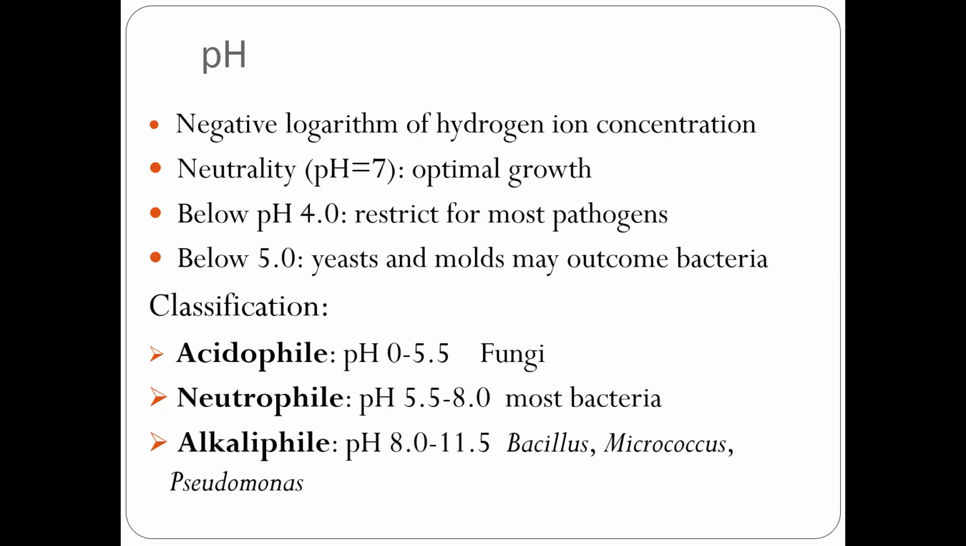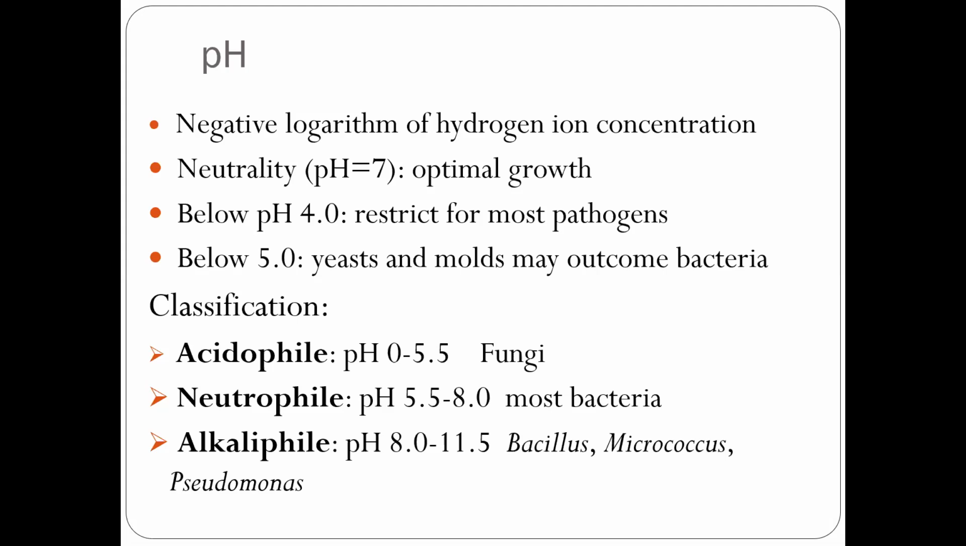Usually, at a pH below 4.0, which means a very acidic environment, the growth of most pathogens will be inhibited. When the pH is below 5.0, yeasts and molds can still survive and grow, but bacteria will not grow properly or will grow slowly. Now, based on the pH requirement for growth, we can classify bacteria into 3 categories. The first one is acidophiles. Most of them are fungi, and their optimal pH is 0 to 5.5.